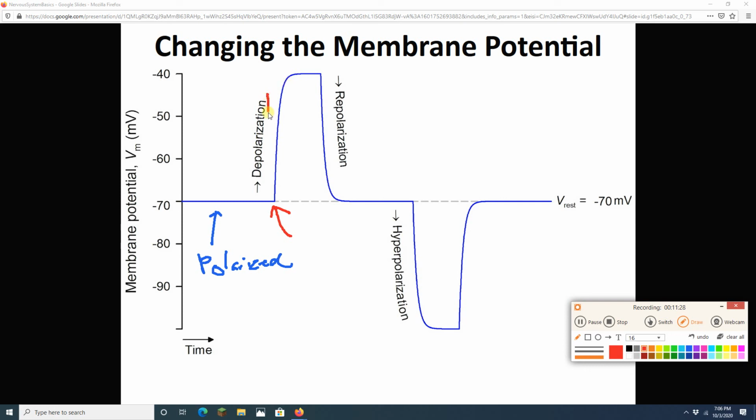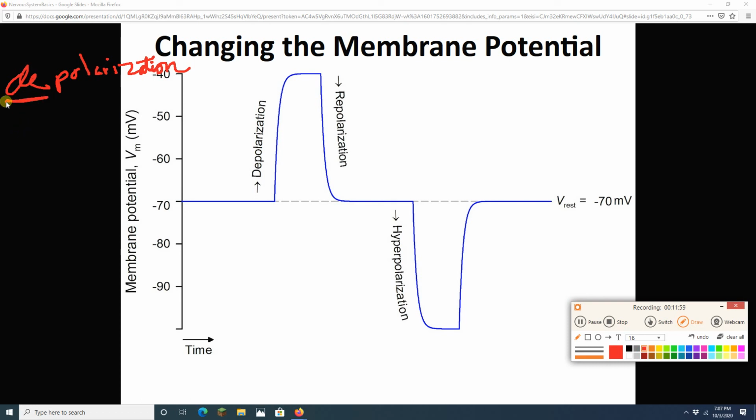This is known as depolarization. All right, let's break down that word for a second. Depolarization. I cannot spell today. Why can I not spell today? Depolarization. Should we have spelling on the next exam?